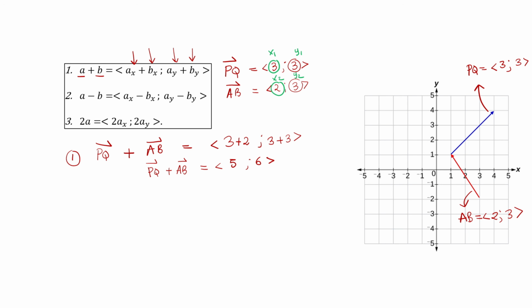So these are the components of the resultant vector. The resultant vector, remember, is a vector itself, so it must be expressed in terms of its components. This is the x component of the resultant vector, and this is the y component of the resultant vector. If you want to plot your resultant vector, in this case, you can see that your vectors are concurrent.